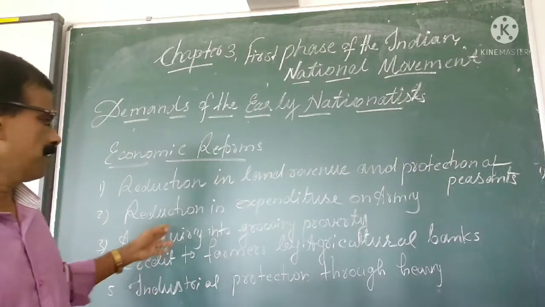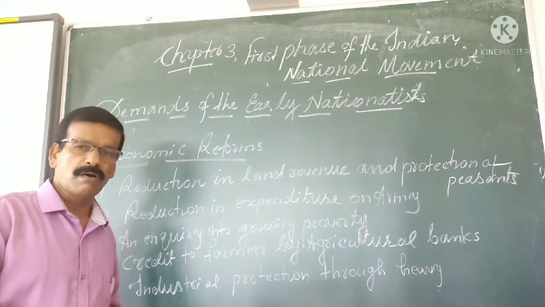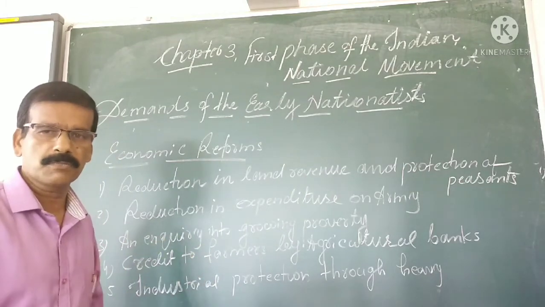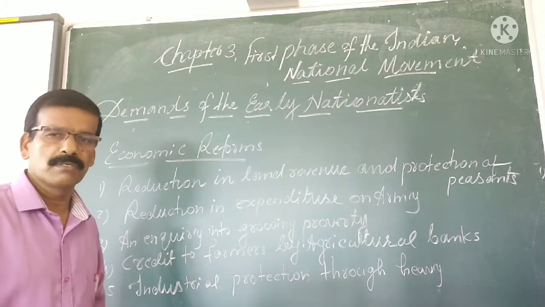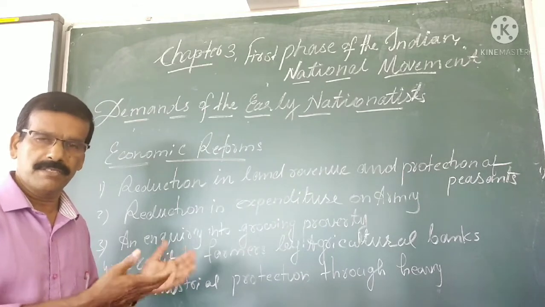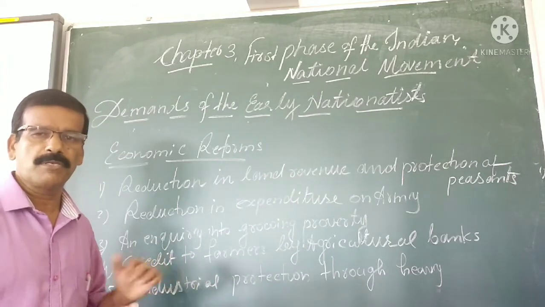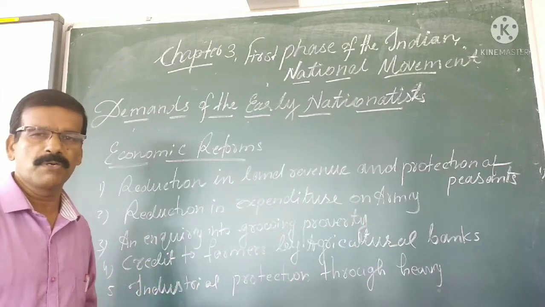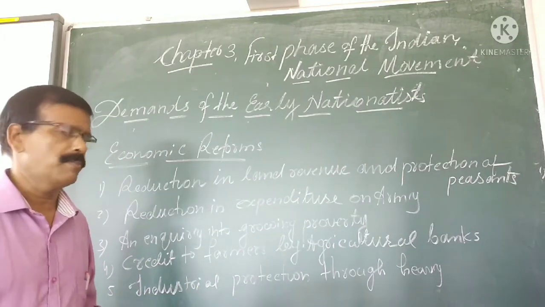And another is the reduction in expenditure on the army. Means the British government was spending lakhs of rupees on the army. That is to be stopped. And the saved money to be spent for the welfare of people, on education and health matters.